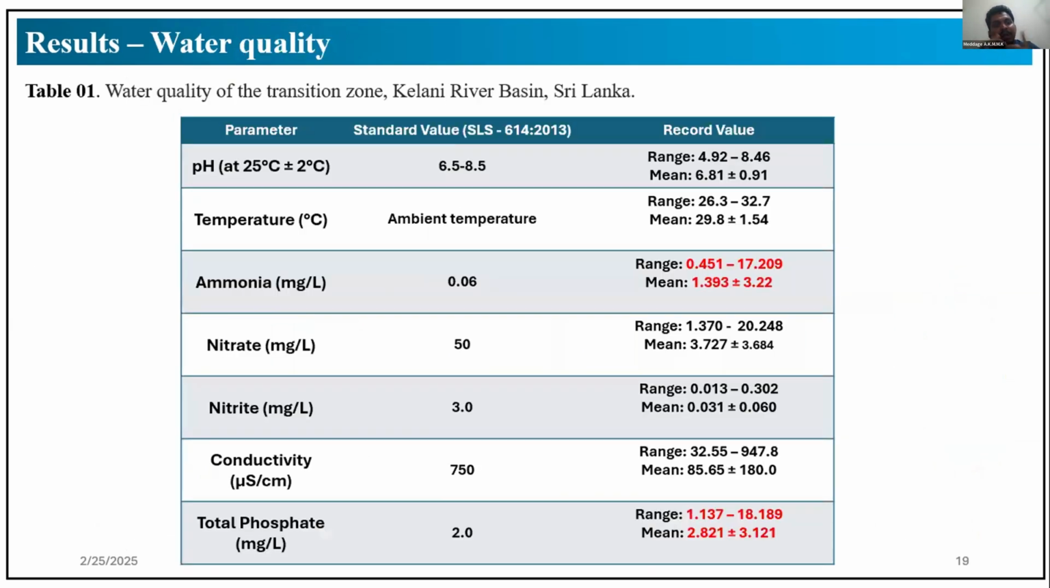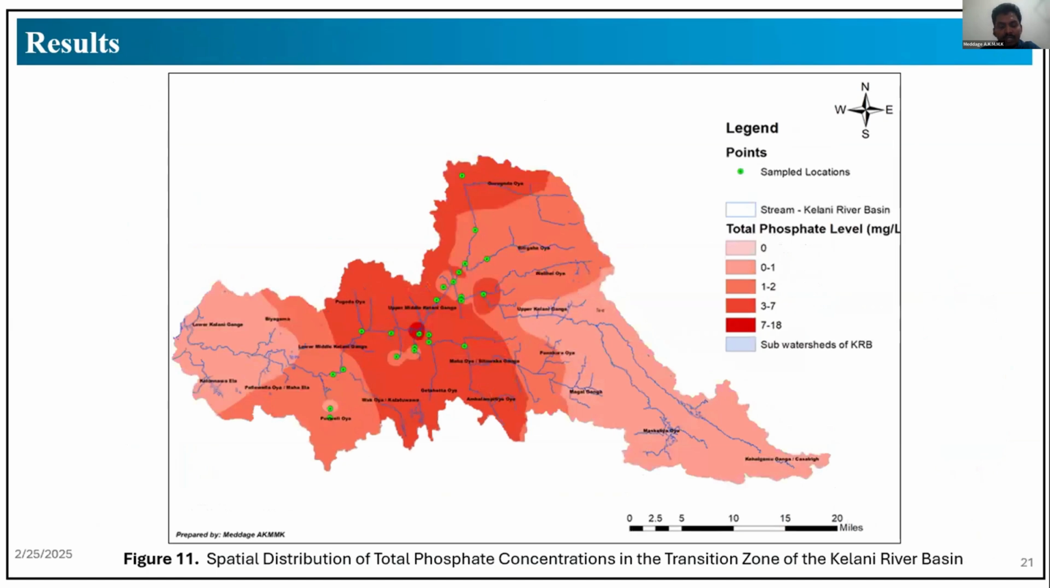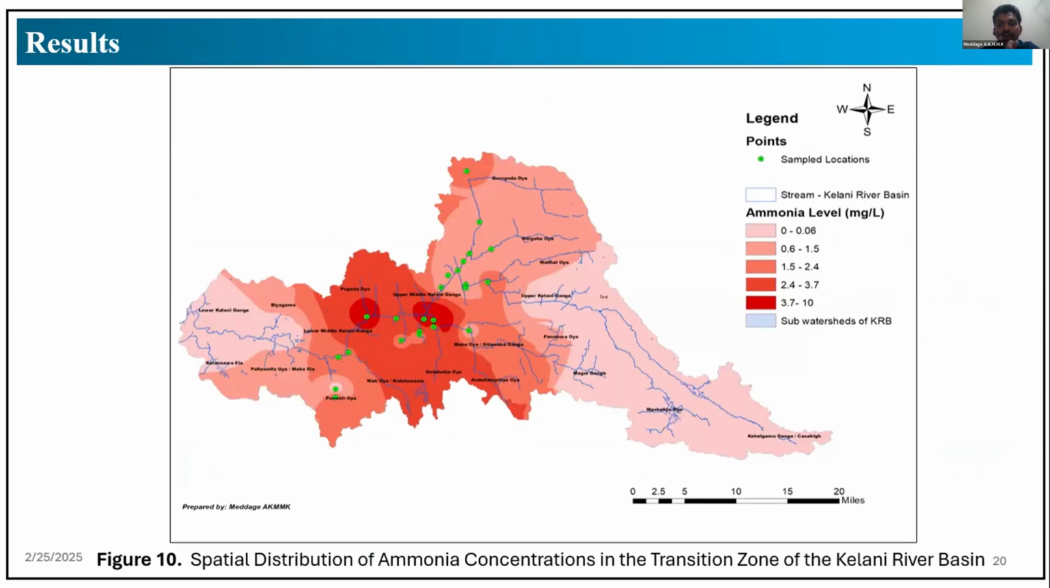Table 1 represents the water quality parameters of the transitional zone of the Kelani Basin in Sri Lanka. Parameters like pH, temperature, nitrate, and conductivity are in line with Sri Lankan standards. However, ammonia and total phosphate are not in line with Sri Lankan standards. Figures 10 and 11 represent the spatial distribution of those two parameters across the sampling area. As you can see, in many sampling locations those two parameters were recorded at highly elevated values.